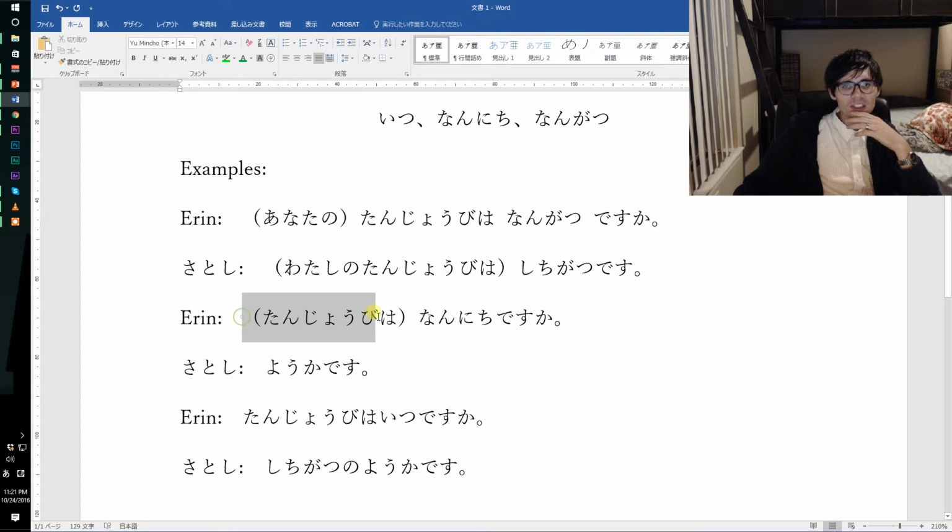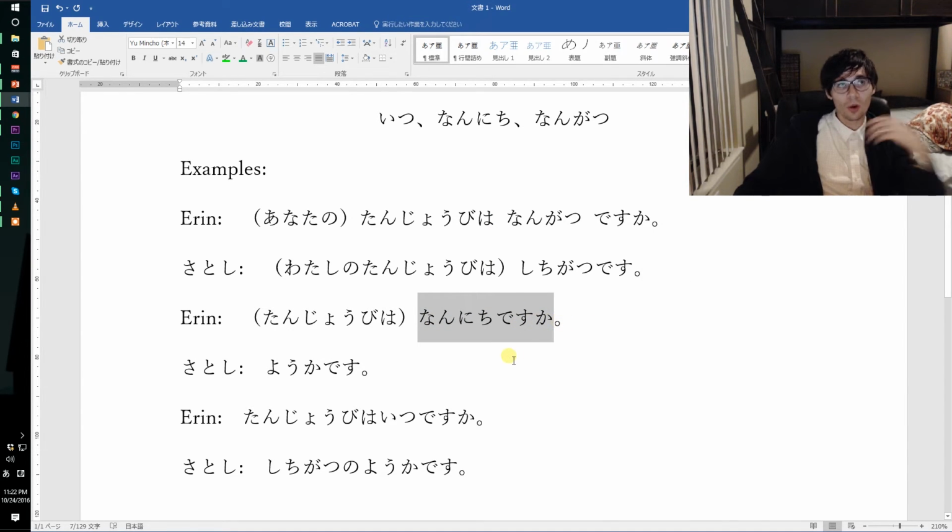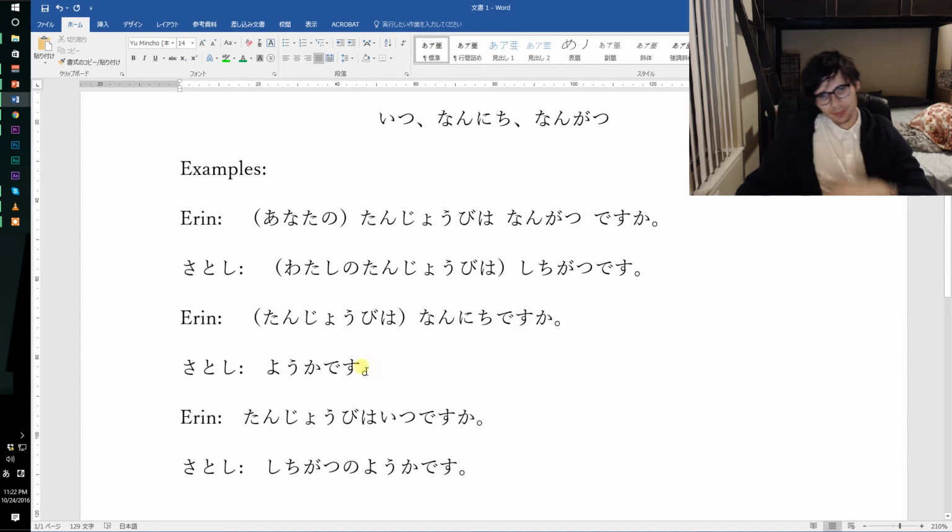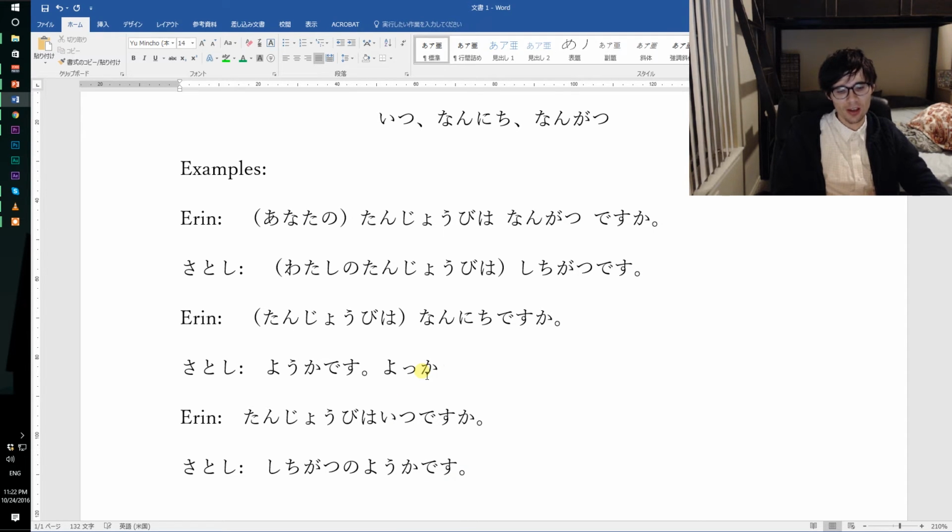Erin now asks, 誕生日は何日ですか? Now, this time 誕生日 is in parentheses, meaning it's optional, because this is just a continuation of the conversation before. Really, she just wants to know, 何日ですか? Which is, what day? What day is it? Satoshi then responds by saying, Youka desu. Did you notice how this yō was long? Youka desu. If you said yokka, that would be a different word. Or if you said yoka, that would mean the fourth. However, he said, Youka desu. Youka means the eighth. So we learned that his birthday is July 8th.